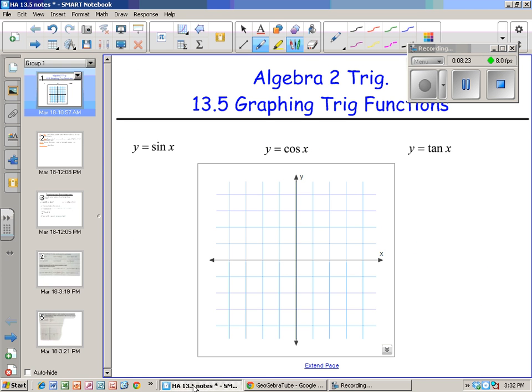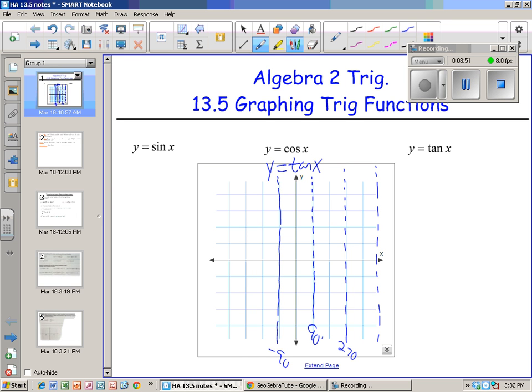So let me draw a little bit more of it. y equals the tangent of x. At 90 degrees, vertical asymptote. At 270 degrees, vertical asymptote. Basically, every 180 degrees, there's going to be another vertical asymptote. So 180 degrees going in the negative direction puts us here at -90, and -270. All right, these are the vertical asymptotes.